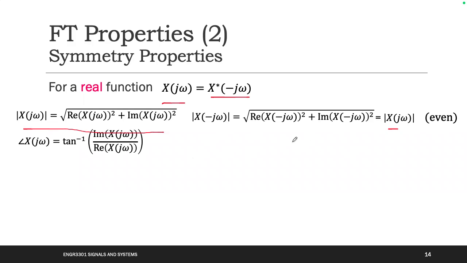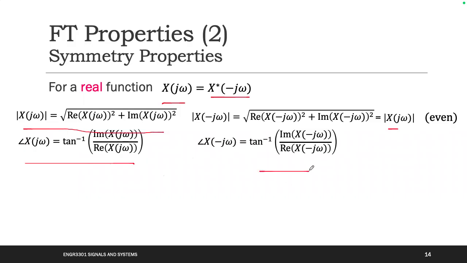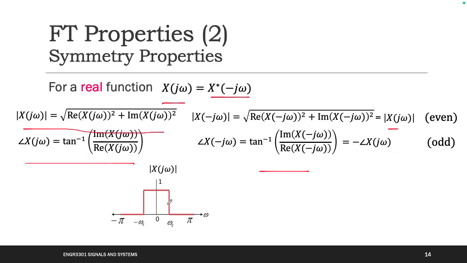And then for the phase, you can calculate the phase using this equation. You can see it is equal to negative. Actually, it will be odd, which means for a real function, your magnitude will be even and your phase should be an odd function. We talked about this in the previous class, but this is just to prove why. That makes sense to you?